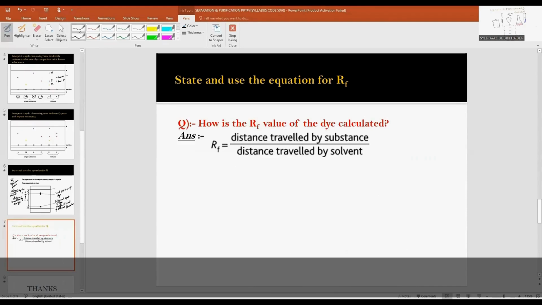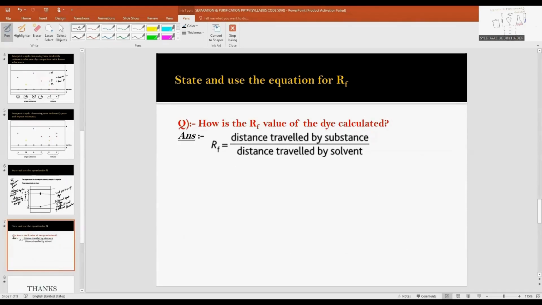How is the RF value of the dye calculated? We use this formula. RF is equal to the distance traveled by the substance divided by the distance traveled by the solvent. Therefore, RF or retention factor for this chromatogram can be calculated as Y divided by X plus Y. You can easily calculate. There won't be any unit for the RF value obtained.